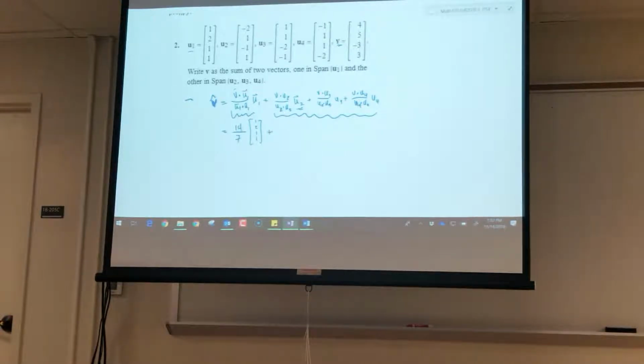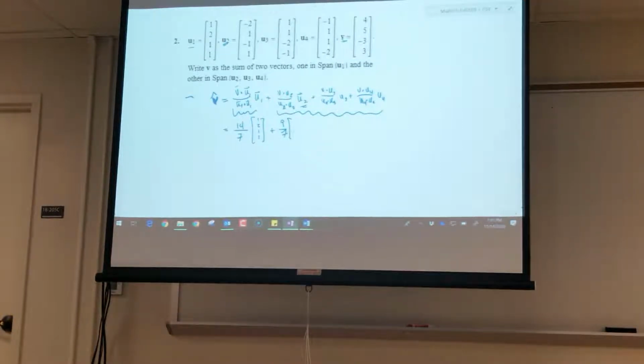All right, now V dotted with U2. So that's a minus 8, 6. It's 9? Okay. Correctly memorized, I'll trust you. And then U dotted with itself is 4, 5, 6, 7. 7 again. So 9 sevenths this time, times U2, which is minus 2, 1, minus 1, 1.